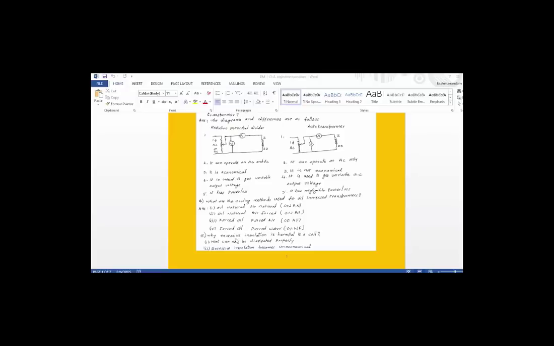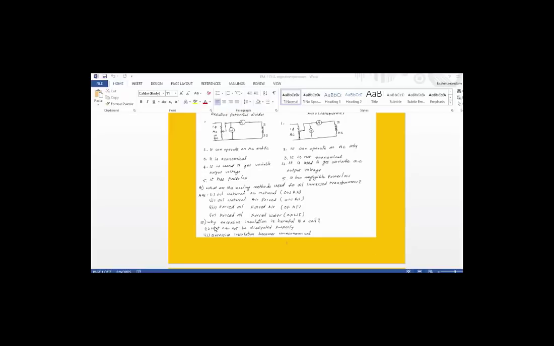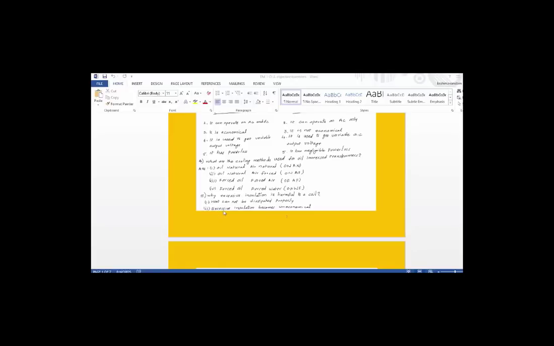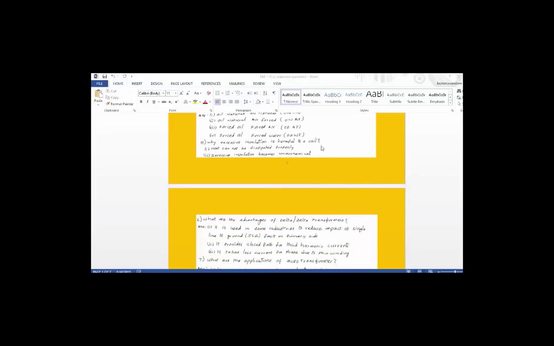Next, fifth question. Why is excessive insulation harmful to a coil? The answer for this are, first point is heat cannot be dissipated properly. Second point is excessive insulation leads to uneconomical or costly.